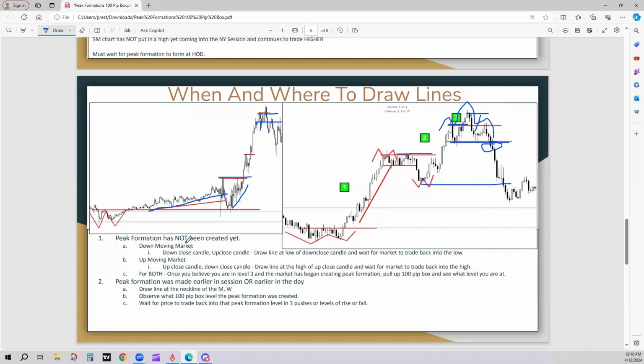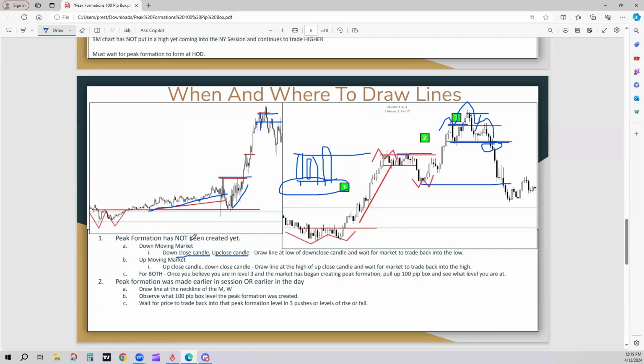So if my peak formation has not been created yet, and I already come into the session with a sell high or buy low thesis, in a down moving market, and the peak formation has not been created, I'm going to have a down close candle and then an up close candle. That up close candle, this would be my down close, and then this would be my up close. That is the middle structure of the W. And I draw my line. And then I wait for the market to trade back down into that. And then I'm waiting for something down here to tell me on a lower time frame that this is going to turn into a second leg.